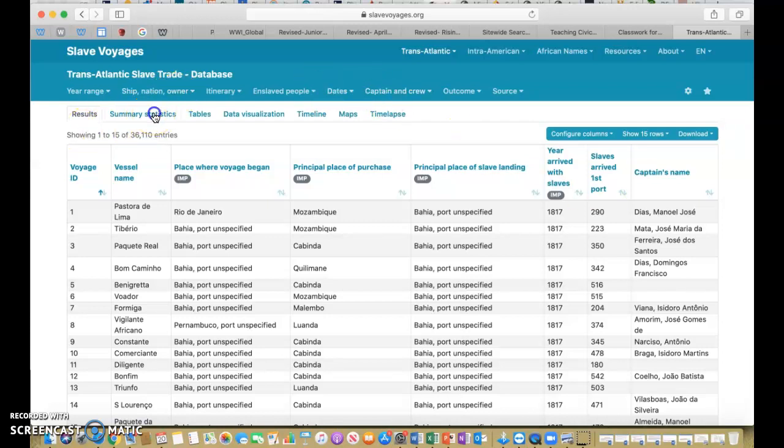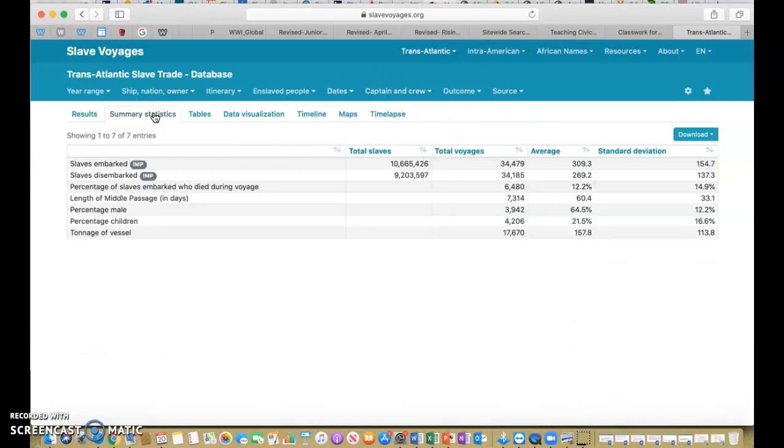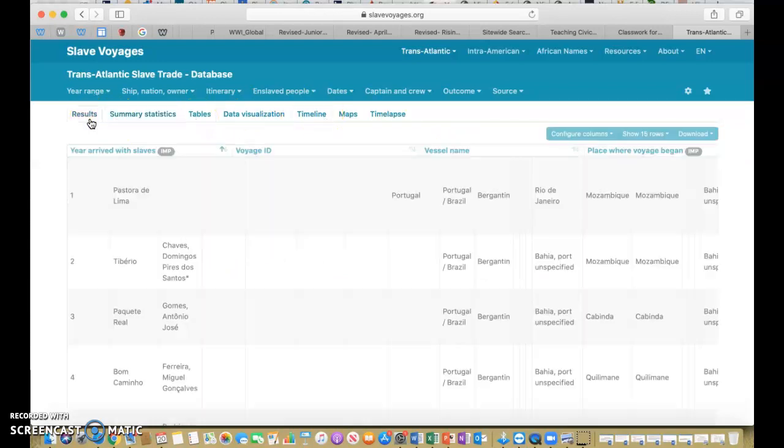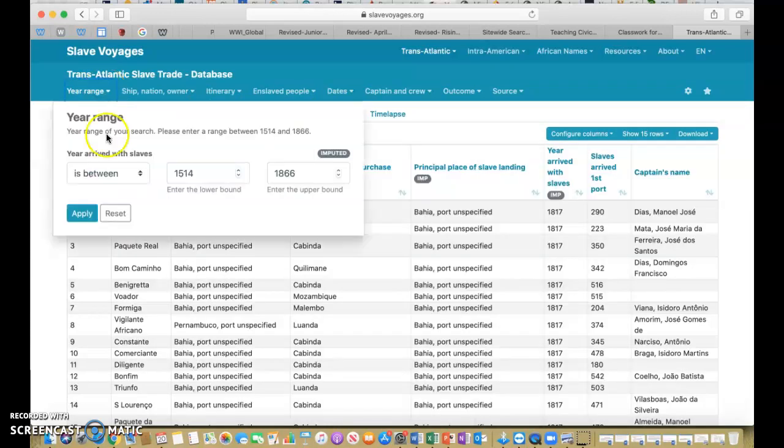That's the results. If I click on summary statistics here, it gives me the total of all voyages, right? And then there's tables and timelines. So I want to go back and do a search. Up here, I can click on year range. I can put a specific year in there. So let's just say that I wanted to look at the slave voyages from 1517 to 1517.